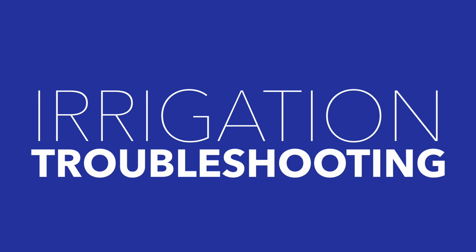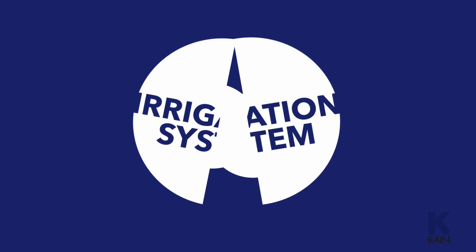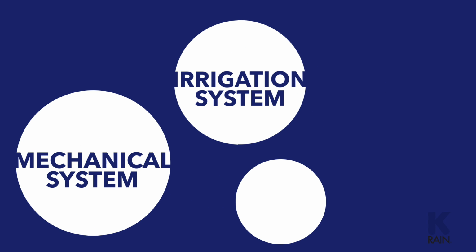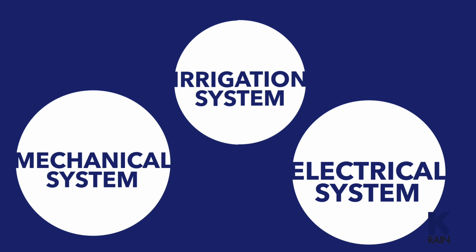This course is about troubleshooting residential and light commercial irrigation systems. You can think about an irrigation system as being composed of two systems working together. The first, a mechanical system that carries water from the point of connection and distributes it onto the lawn. And the second, an electrical system that carries information from the controller to the mechanical system and tells it when to turn on and off.